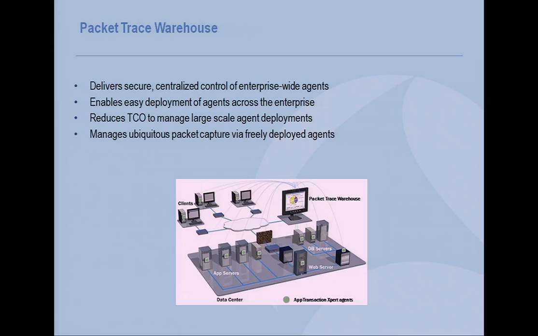Packet trace warehouse, that's what I've been talking about. It delivers centralized control of these agents. And by the way, the first question people typically ask is, how much does it cost to put an agent out on a machine? And the answer is it doesn't. You get this product, you can deploy agents as much as you want. You can manage up to a certain number at once for a certain type of license for the packet trace warehouse, but you can still have the agents everywhere. So it's very, very useful to be able to do that.